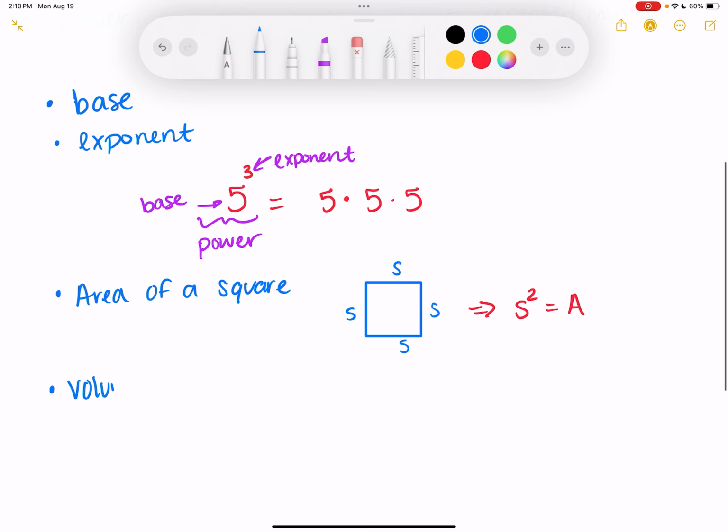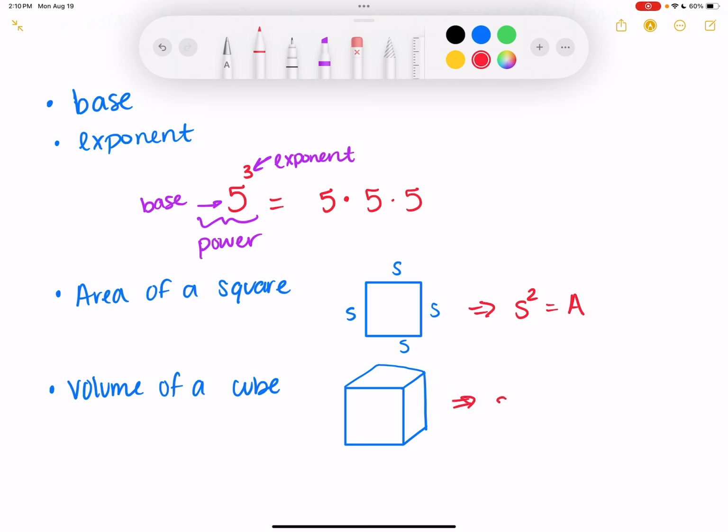Now if I have volume of a cube, all the sides and the height of it is all the same size. And so the volume of a cube is side cubed, which is equal to volume.